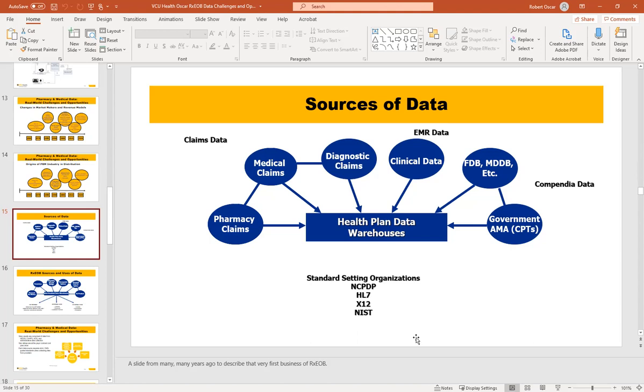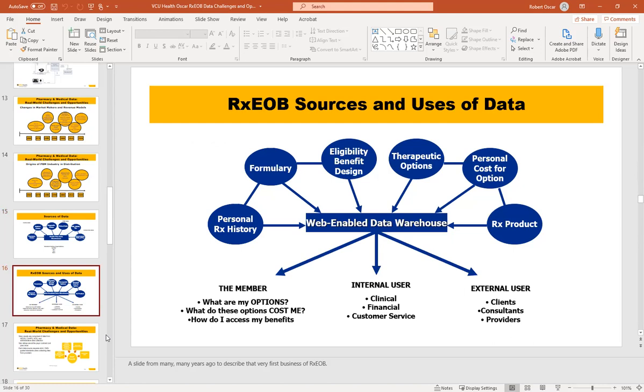The standard setting organizations that we see are things like NIST and X12, you'll hear that, and HL7 for most medical claims. And NCPDP is the designated group. The National Council for Prescription Drug Programs is the standard setting organization for pharmacy transactions. But in terms of the health plan data and those data warehouses, you're going to have claims data, EMR data, compendia data, all sorts of data in there.